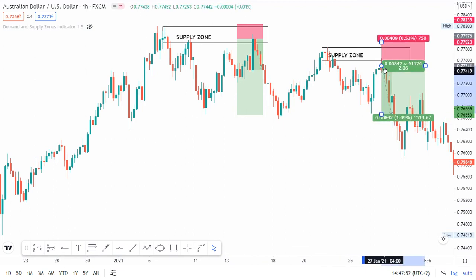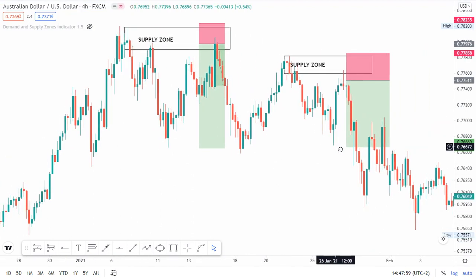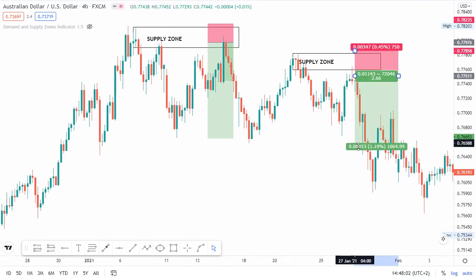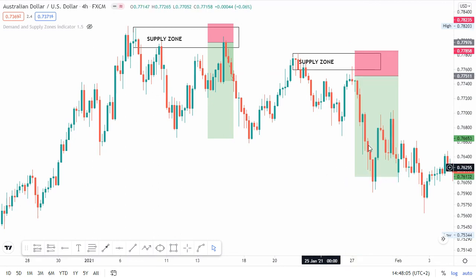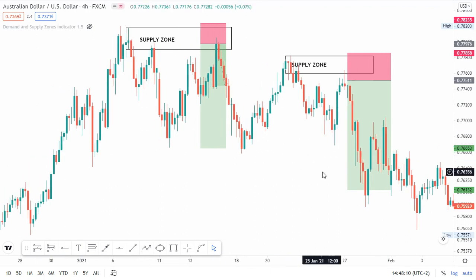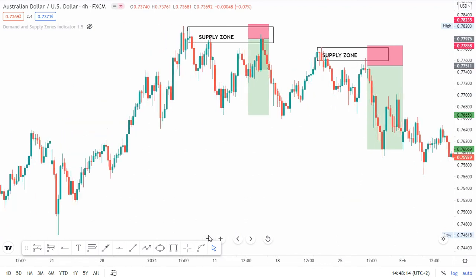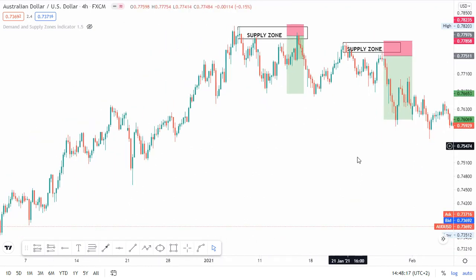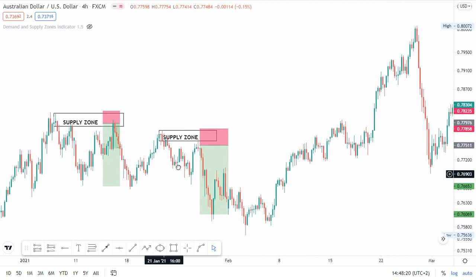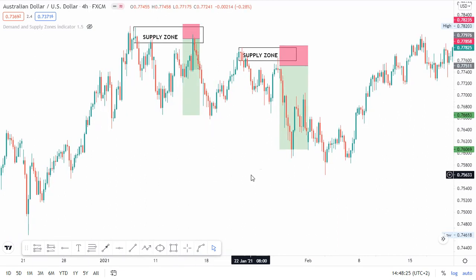If we entered right here with the stop loss slightly above the supply, and if we held on to this trade, we would have caught all this. This is a 3 to 1, a really nice trade. It would have caught this trade nicely, giving us a 4 to 1, and just after that, what happened? Price went crazy.